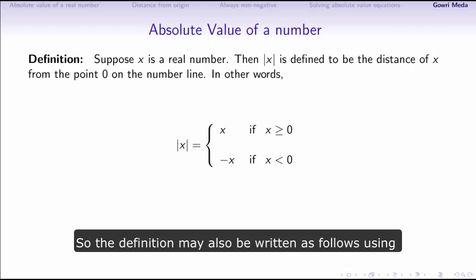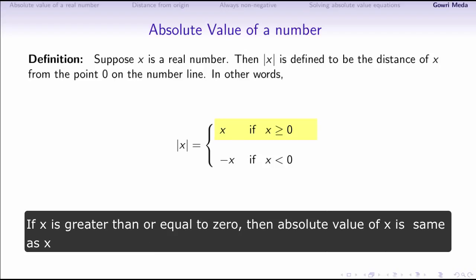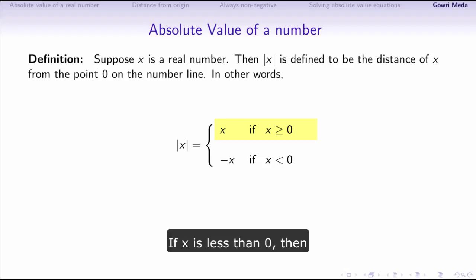So, the definition may also be written as follows using mathematical notation. If x is greater than or equal to 0, then absolute value of x is same as x. If x is less than 0, then absolute value of x is negative x.